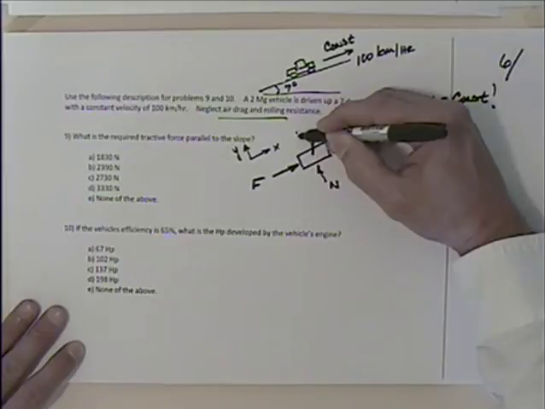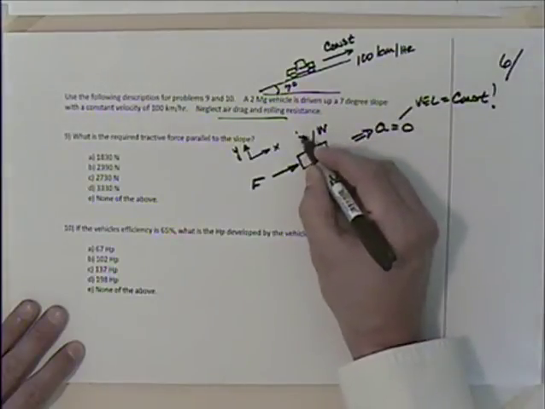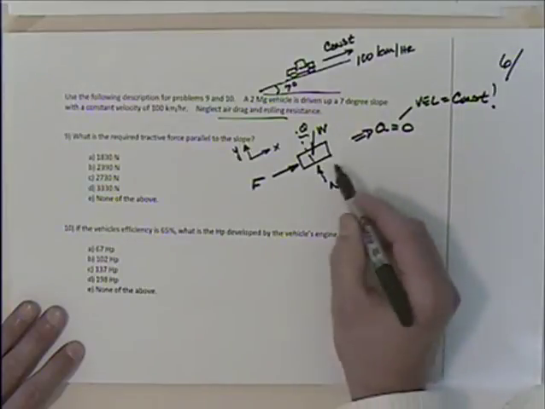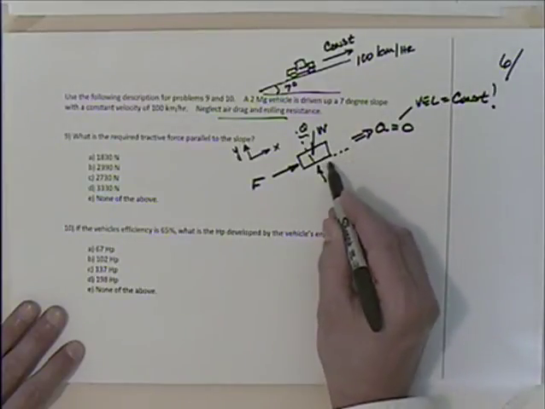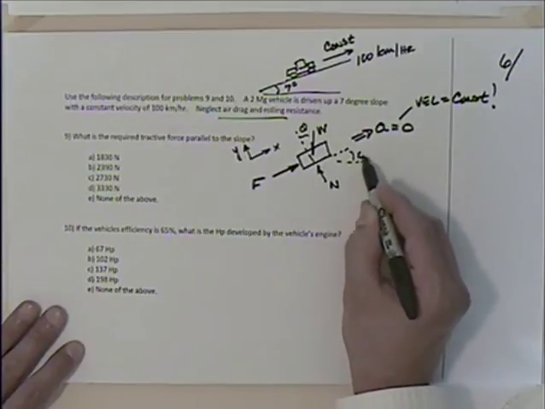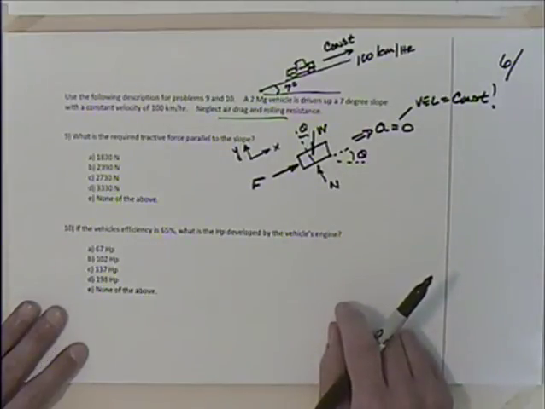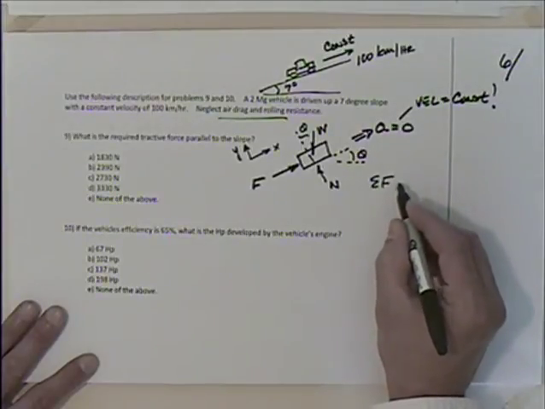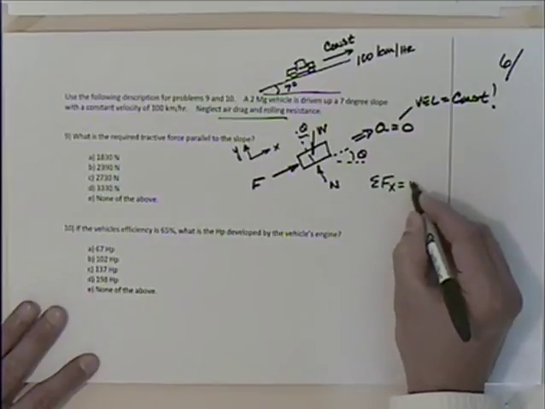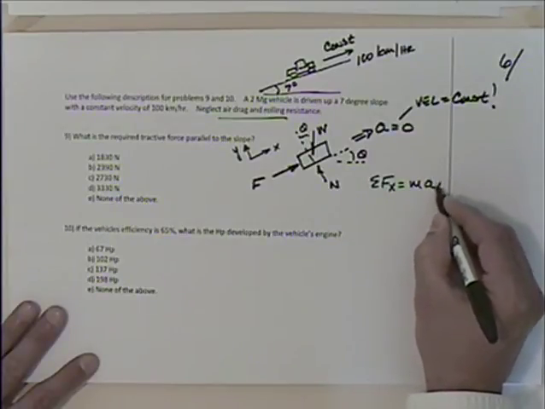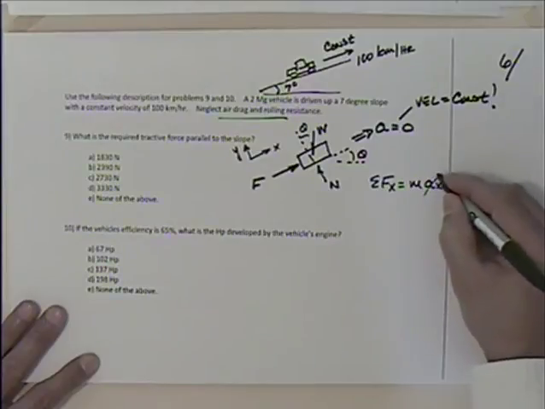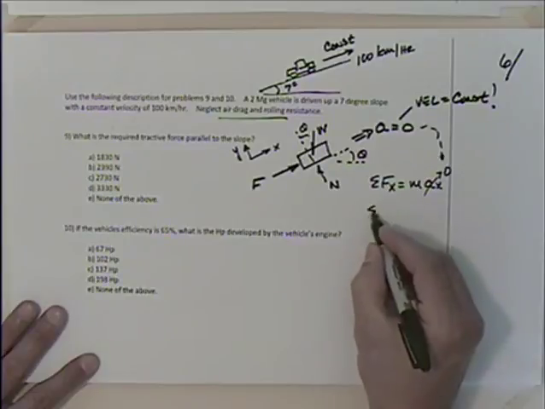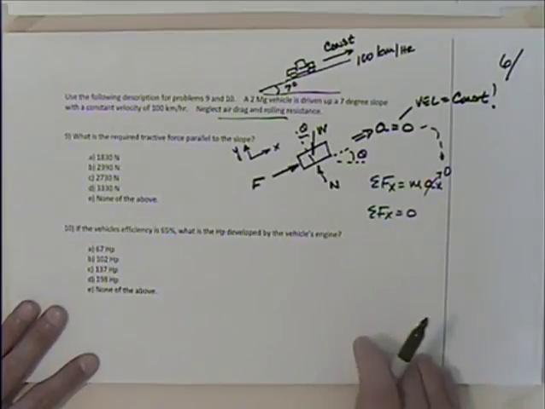And I think if I look here, this would be theta, right? Yeah, because I have that, this is also theta. Good. So I could say then, if I wanted to sum the forces in the x direction, setting that equal to mass times acceleration in the x direction. I know this is equal to 0. That comes from that. So I've got the sum of the forces in the x direction is equal to 0.